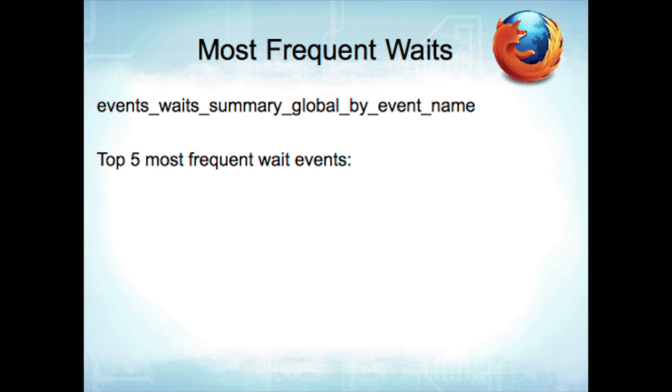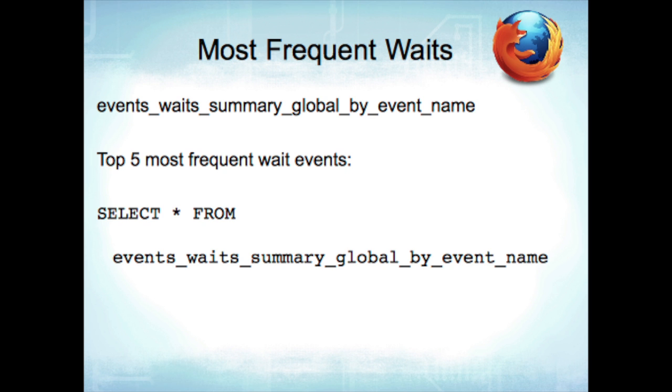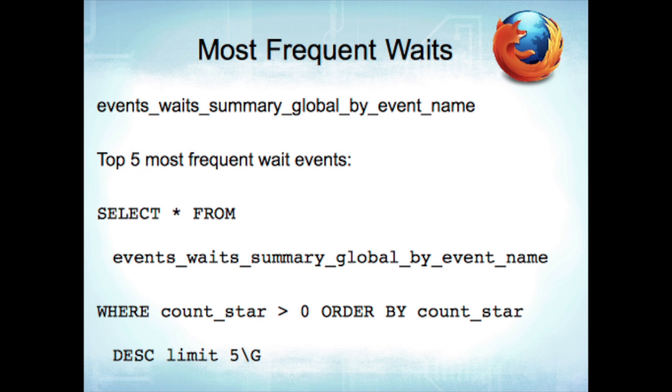So let's say we want to get the most frequent wait events. What always waits, or most of the time waits? So we do select from the table where count star is greater than 0, order by count star descending, limit 5. This is the top 5.